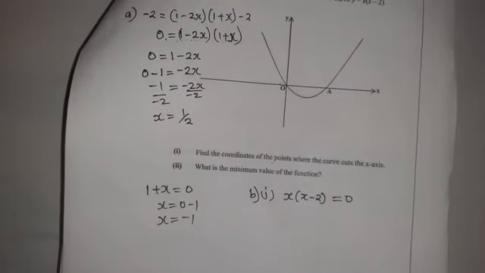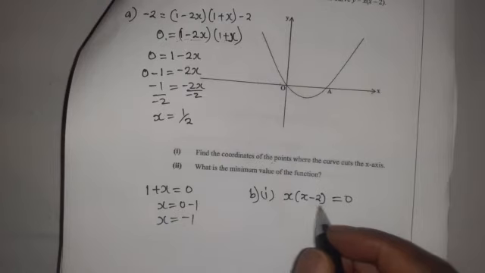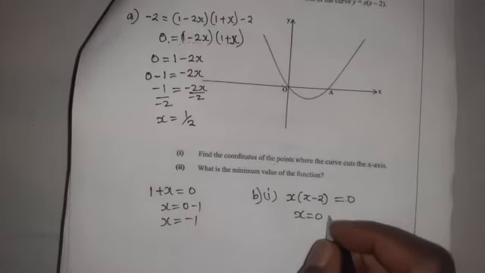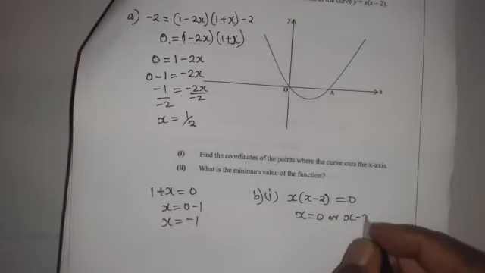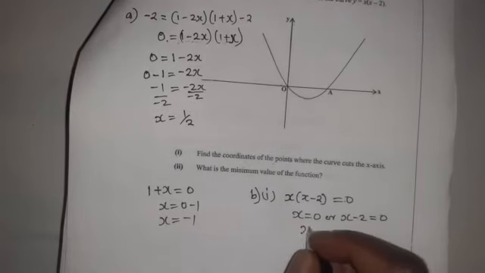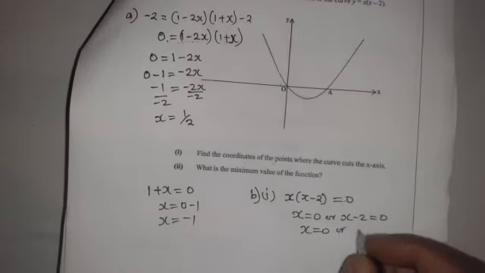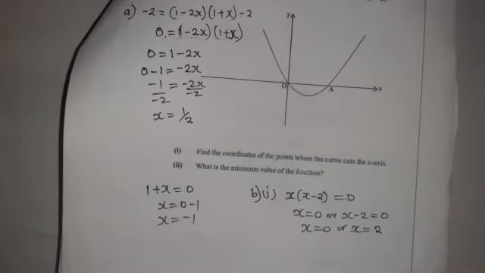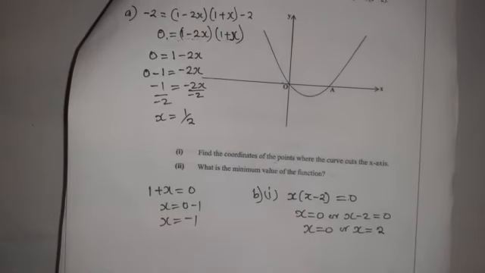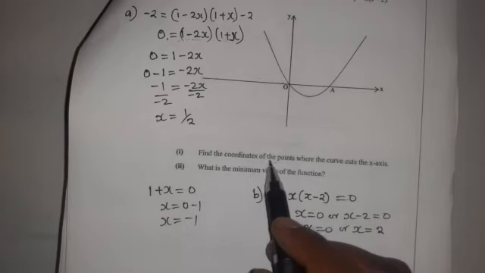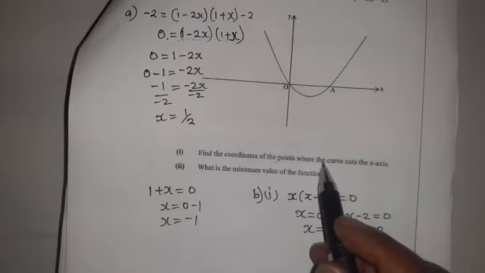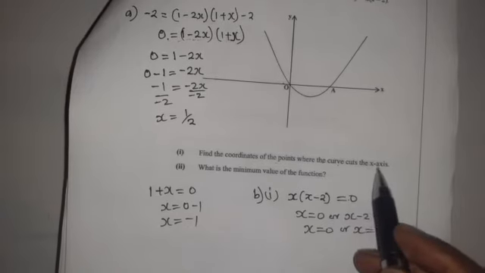So how do we solve this kind of an equation? The first value is going to be x is equals to 0, or x minus 2 is equals to 0. So x is equals to 0, or x is equals to 2. That's what we're going to get here. Okay? So find the coordinates of the points where the curve cuts the x-axis.